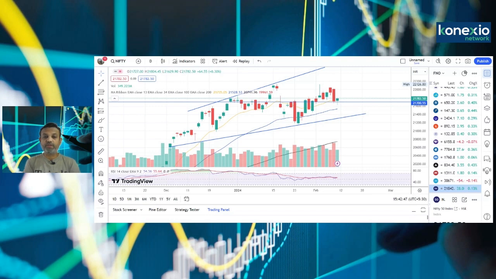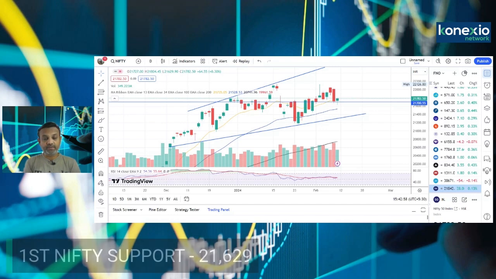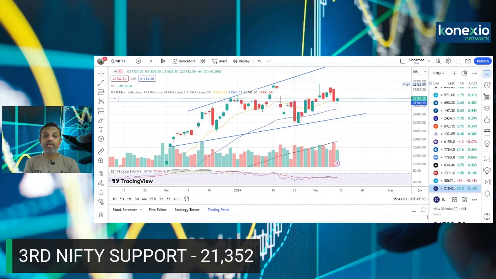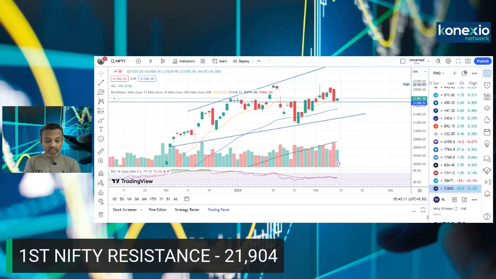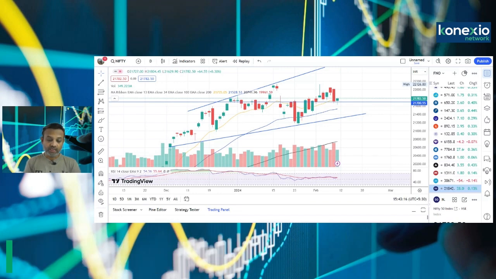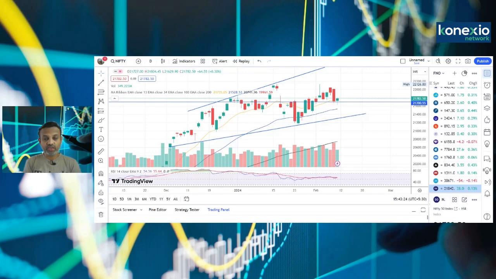So friends, now let us discuss the Nifty support and resistance levels for the next week. The first support in Nifty is placed at 21,629. Below that, the second support is placed at 21,448, and the third support is placed at 21,352. On the upside, the first resistance is placed at 21,904. The second resistance is placed at 22,053, and the third resistance is placed at 22,115, which was a swing high. So definitely these are the crucial support and resistance levels.